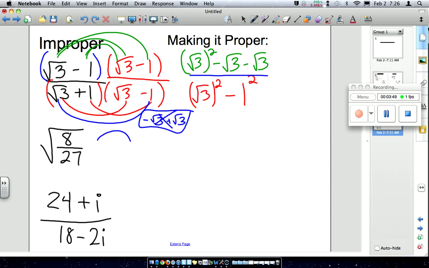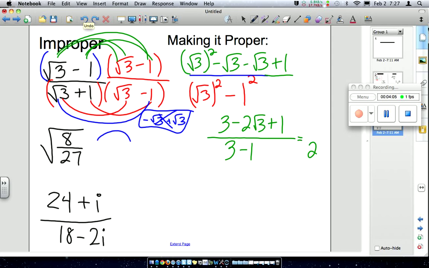And positive 1. So it looks like I'm going to get 3 minus 2 square roots of 3 plus 1 in the numerator. In the denominator, I'm going to get 3 minus 1. Continuing to simplify, I'm going to get 2 over 4 minus 2 square roots of 3. This is a proper answer. It's not simplified, but it is proper.